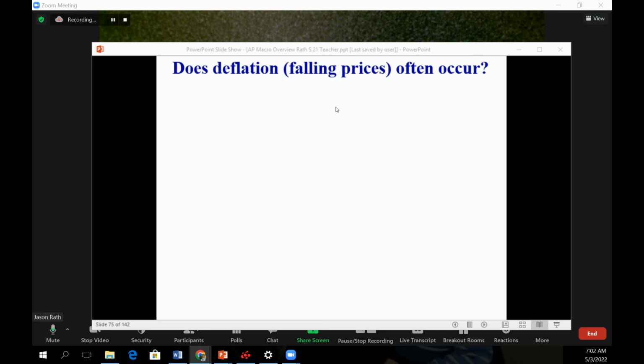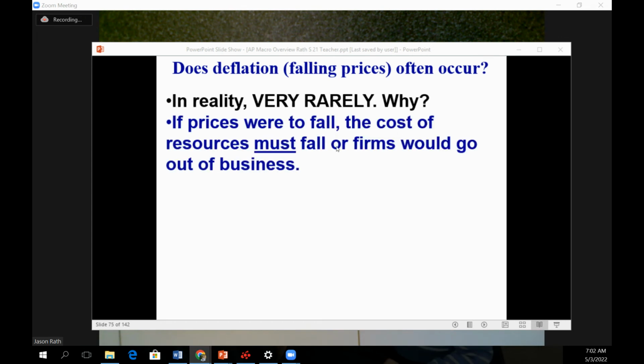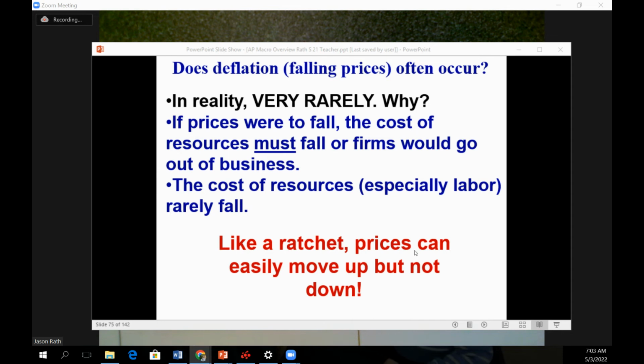And the ratchet effect is inflation. Falling prices occur in reality very rarely. If prices were to fall, the cost of resources must fall, or firms will go out of business. So the cost of resources, especially labor, rarely falls. And like your ratchet, prices can easily move up, but not down. And we're kind of seeing that now in our economy, how prices go up, but essentially don't go down. It's kind of the effect of what we have right now.